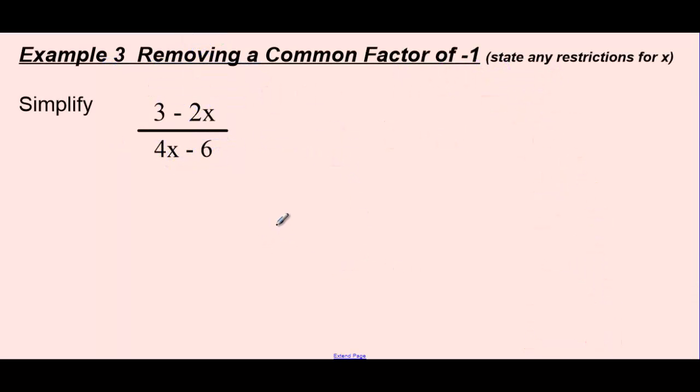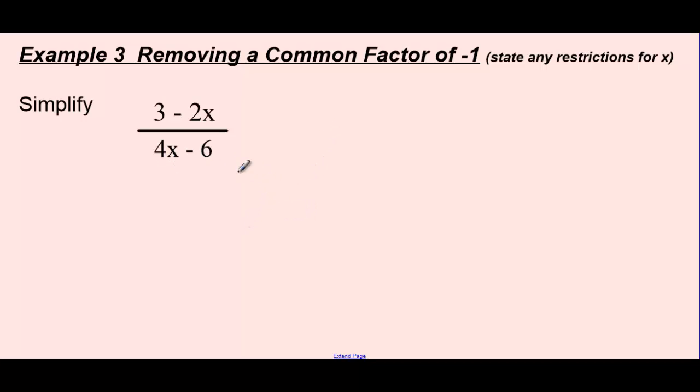Here's another example where we're going to need to factor. Let's simplify 3 minus 2x over 4x minus 6. Again, a common mistake here, or something that everyone wants to try to do, is just to reduce this 3 and this 6, or reduce this 2x and this 4x. But we cannot do that because of these subtraction signs. It's preventing us. So we need to factor.